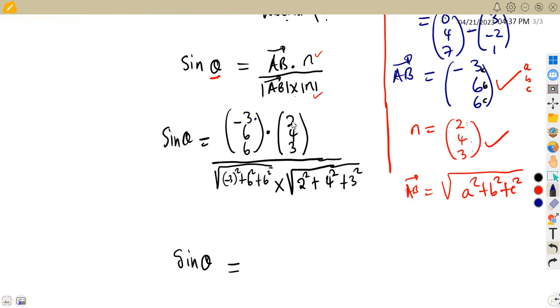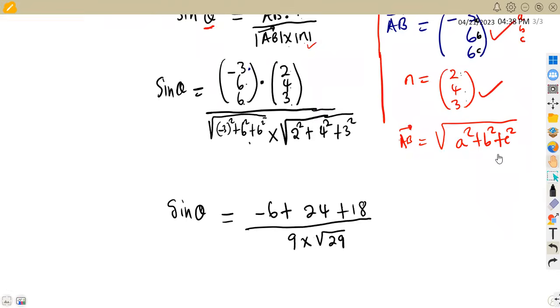So it's -3 versus 2. So you multiply this together, which is -6, plus 6 times 4, which is +24, 6 and 3, which is +18. Everything over the modulus of this first part. If you simplify, this is going to give you 9 times the square root of 29. If we simplify everything, this is going to give us 29 in this case.